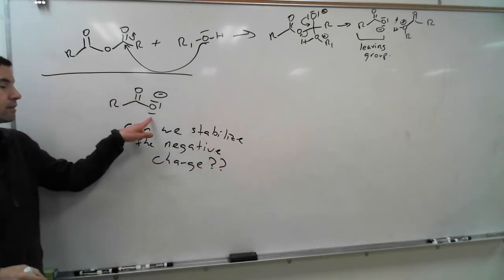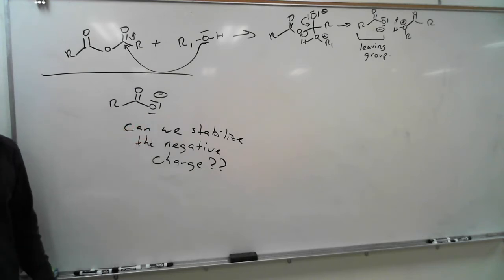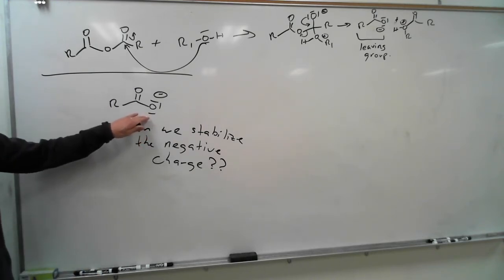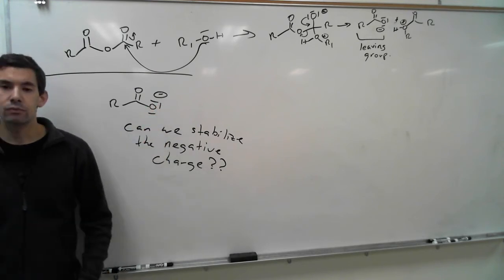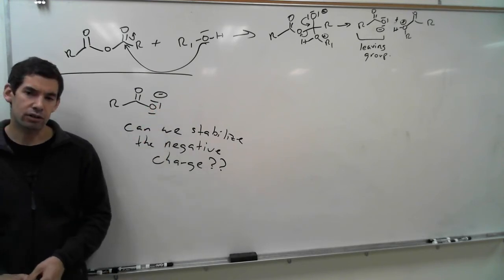All right? Is there a way we can stabilize that negative charge on that oxygen? If we can stabilize the negative charge, that's how we can prove that that's a good leaving group, because that charge is going to be stabilized. What do you think we can do to stabilize that negative charge? How can we stabilize it?